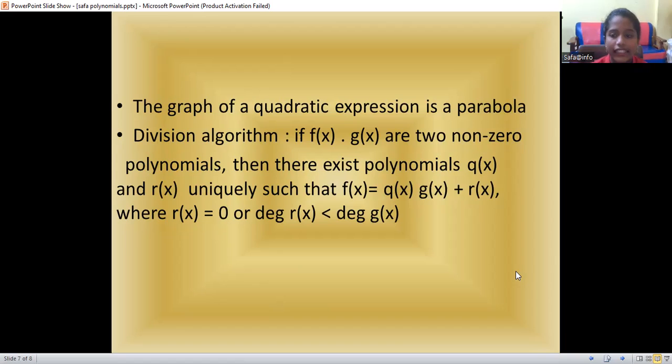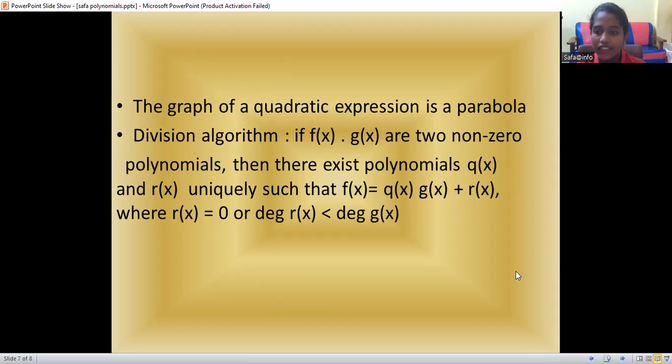So here in division algorithm, this is most important for the inter students. If f of x and g of x are two non-zero polynomials. Zero polynomials means the coefficients are 0. And here non-zero polynomials, the coefficients are not 0. So here f of x and g of x are the two non-zero polynomials, and the remaining polynomials are q of x and r of x. And they are unique.